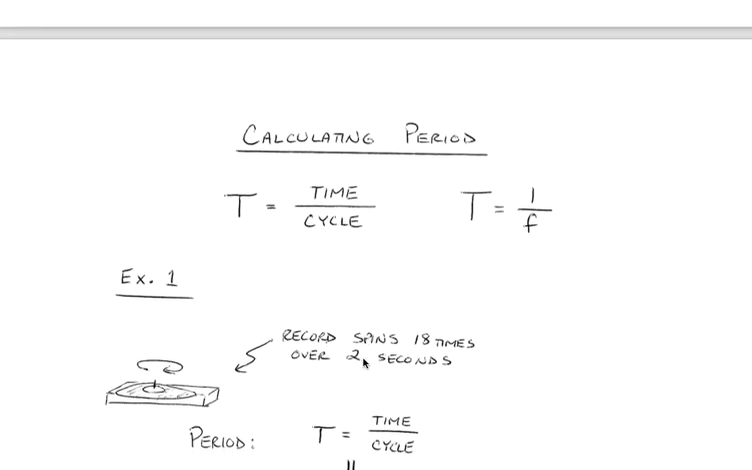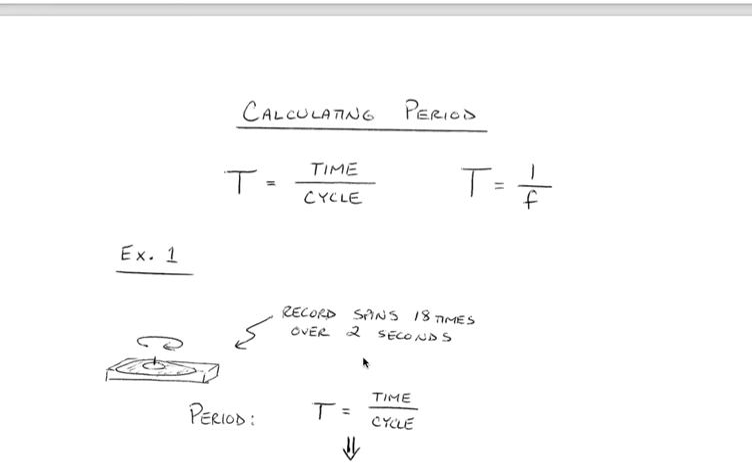So to show an example of this, to calculate the period, we know that the period is an inverse of the frequency. We also know that it's the amount of time per cycle, so the amount of time for one cycle. So to look at an example here, we have a record player. It spins 18 times over the course of 2 seconds. Well, the period, we could certainly try and use this equation, but we're not given the frequency, so this equation will not help us. But we are given time, and we are given the number of cycles.